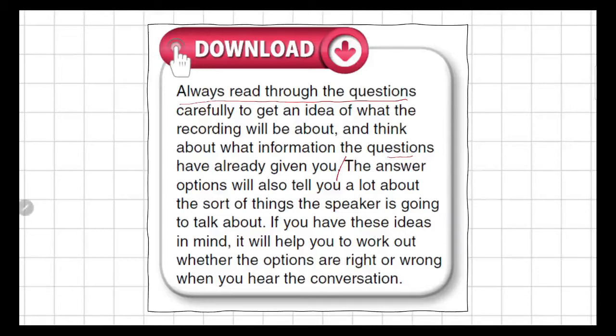Alright. If you have these ideas in mind, it will help you to work out whether the options are right or wrong when you hear the conversation. So this one is very basic. Okay, because you cannot process 2 information at the same time. Kamu tak boleh nak proses 2 maklumat pada masa yang sama. So, proses satu-satu. Maksudnya kamu baca dulu, kamu proses dan cuba faham apa yang kamu baca dulu. Lepas tu, baru kamu dengar perbualan audio recording tersebut. That way, it will be much easier for you. Lebih mudah untuk kamu teka. Sebab kamu dah boleh agak dah. Dalam petikan, mesti akan cakap pasal ni, mesti akan cakap pasal ni, mesti akan cakap pasal ni.